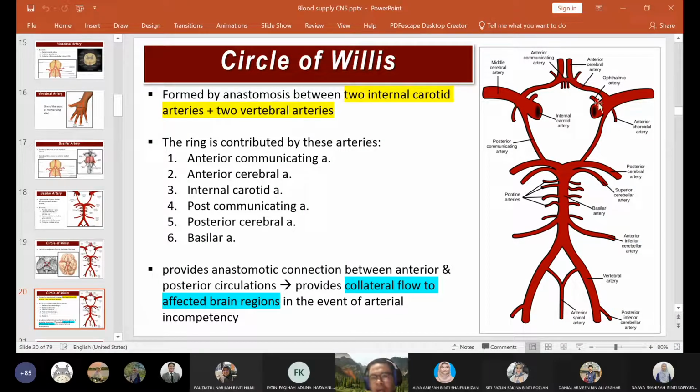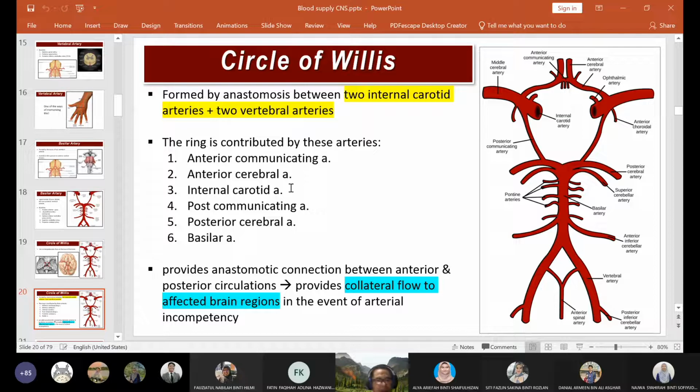So the whole circle is now formed by the anterior communicating, anterior cerebral, dua on both sides, internal carotid artery here, posterior communicating here, and then posterior cerebral and also basilar. So you have 1, 2, 3, 4, 5, 6 arteries that form the circle of Willis. Basically the circle of Willis provides anastomosis between anterior. This is the anterior circulation.